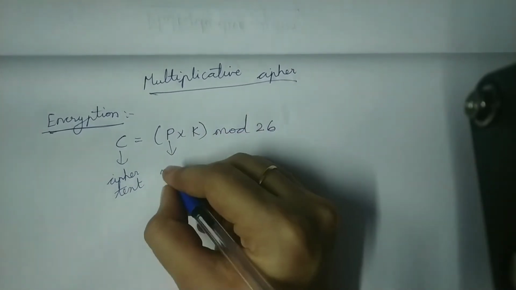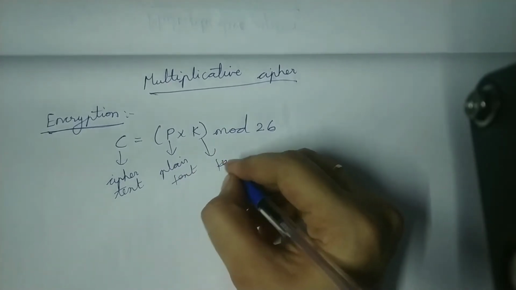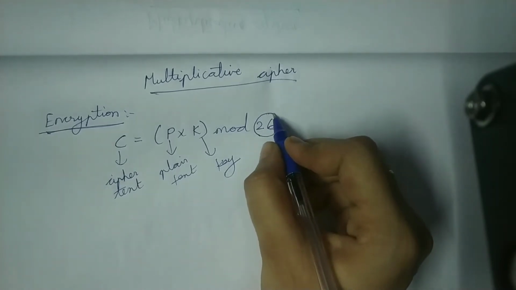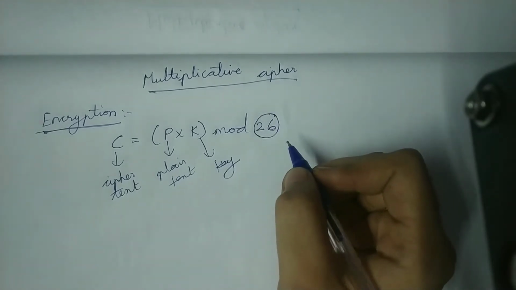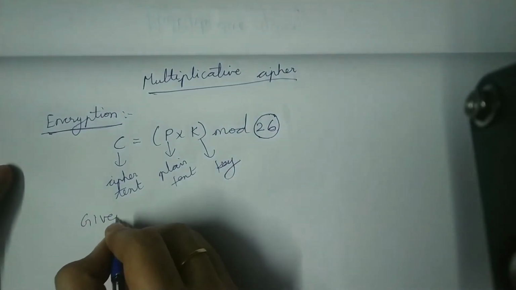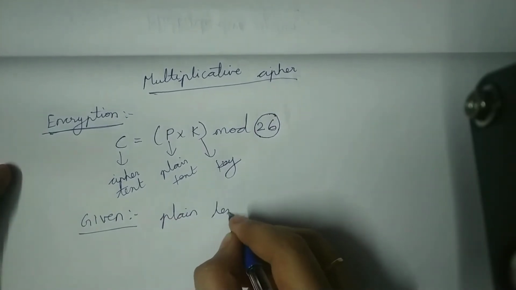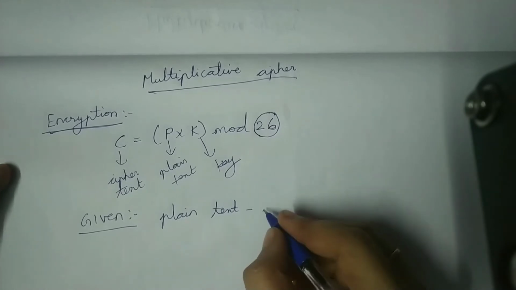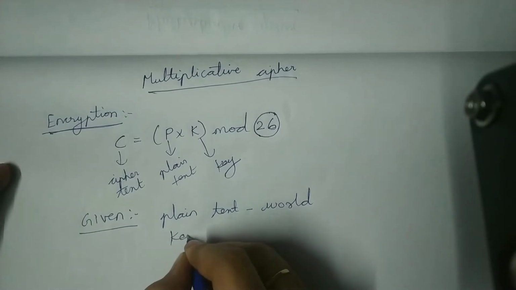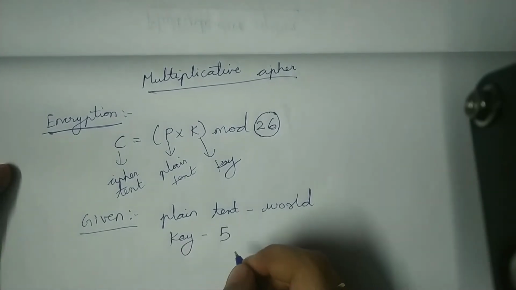This P stands for the plain text. K stands for the key, and we have written it as 26 because there are totally 26 alphabets. So in the question, two details will be given. The first one is the plain text. Over here the plain text is world, and then the key length will be given, which is 5 for this question.